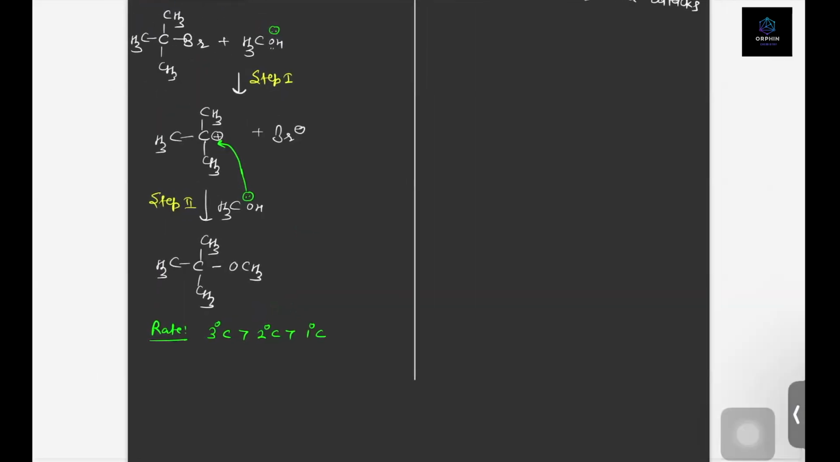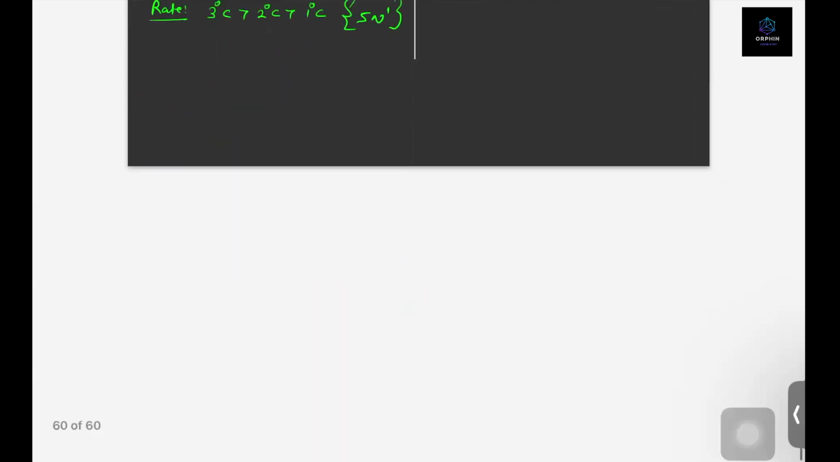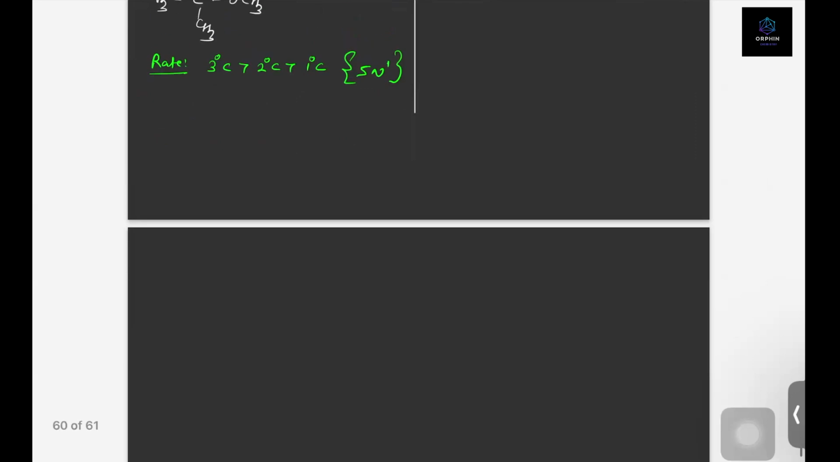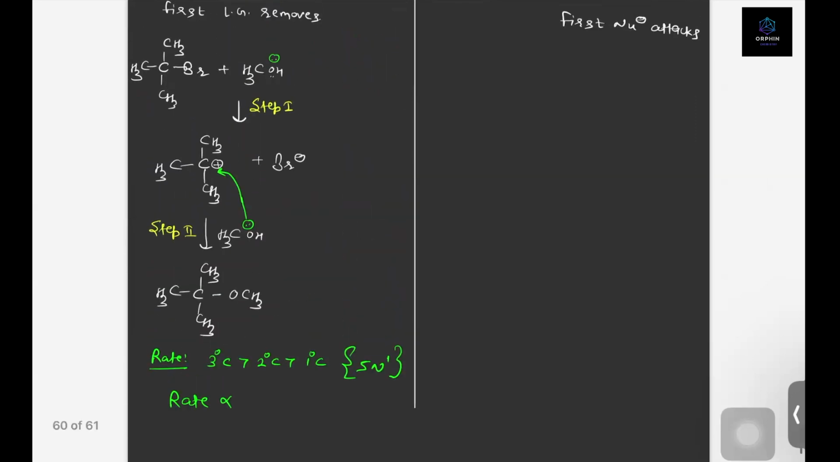This is the rate order for SN1, right? For SN1, if you are having a 3 degree carbon, then the rate will be faster. And the rate of reaction is directly proportional to the slowest step. And which is the slow step? The one in which the carbocation is forming. So in this step, as the carbocation is forming, this is the slow step.